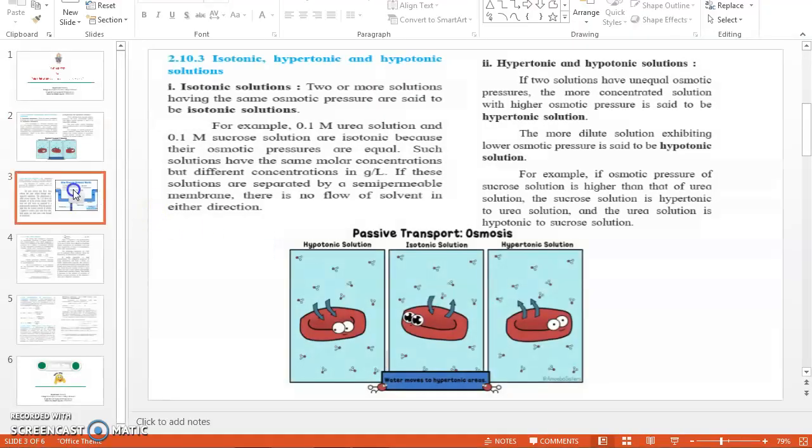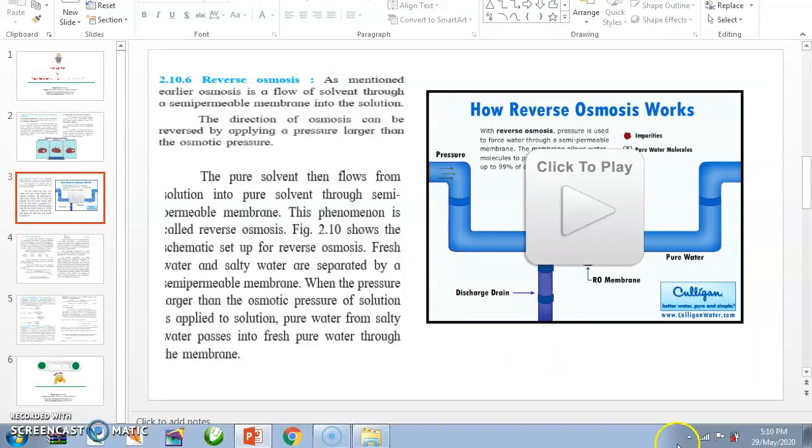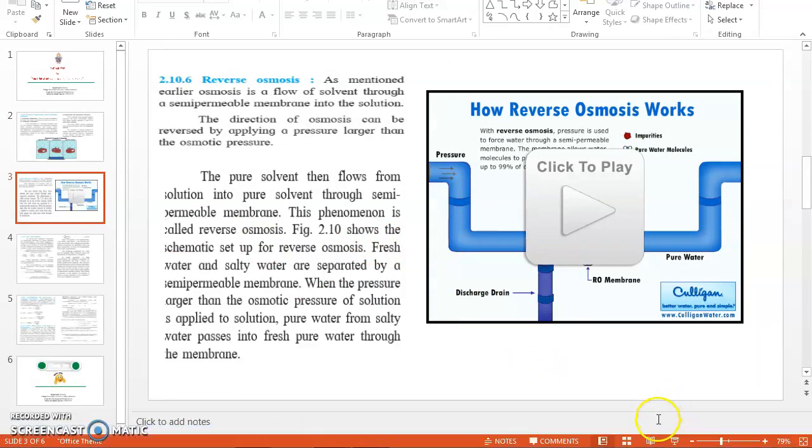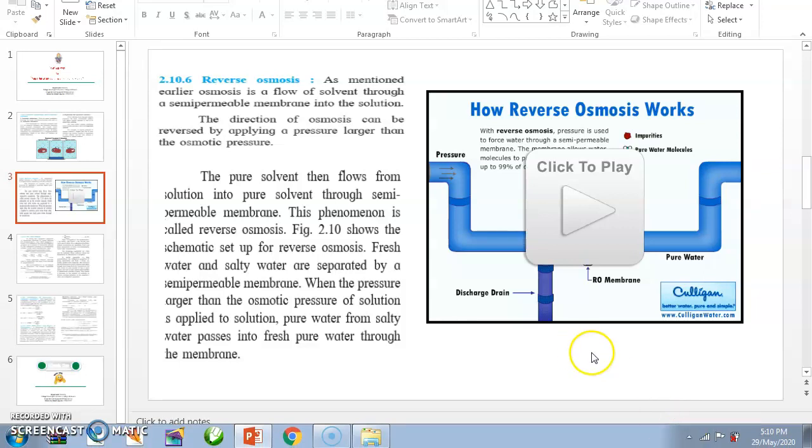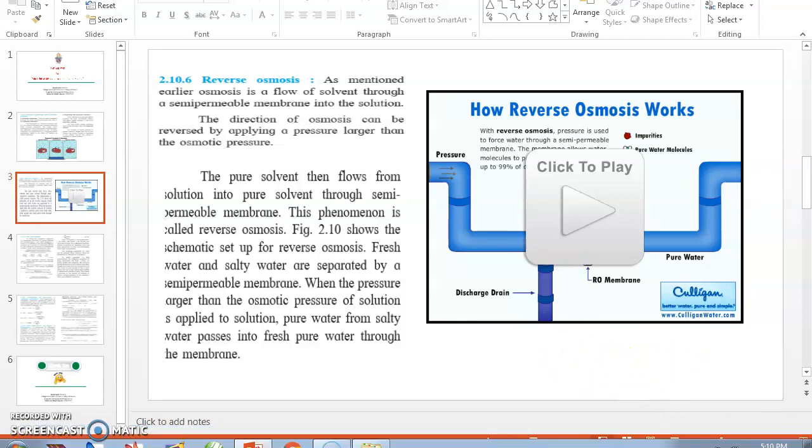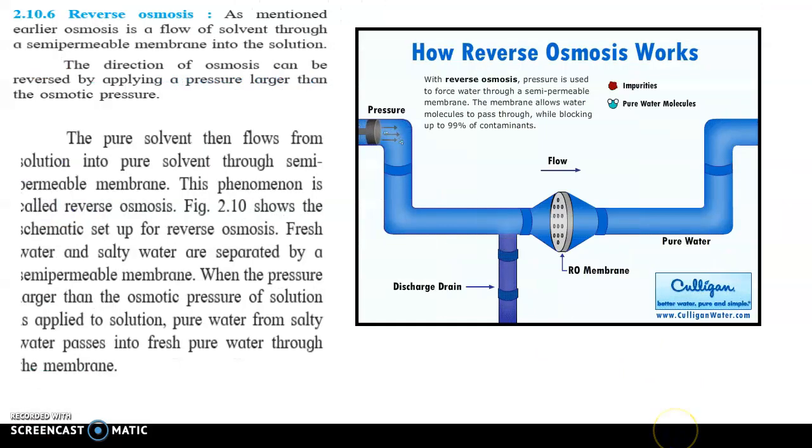Next is the reverse osmosis. What is the reverse osmosis? We can see in the diagram. As mentioned earlier, osmosis is a flow of solvent through a semi-permeable membrane into the solution. We can see that only the solvent can flow through the pipe and solute molecules do not enter the pipe.